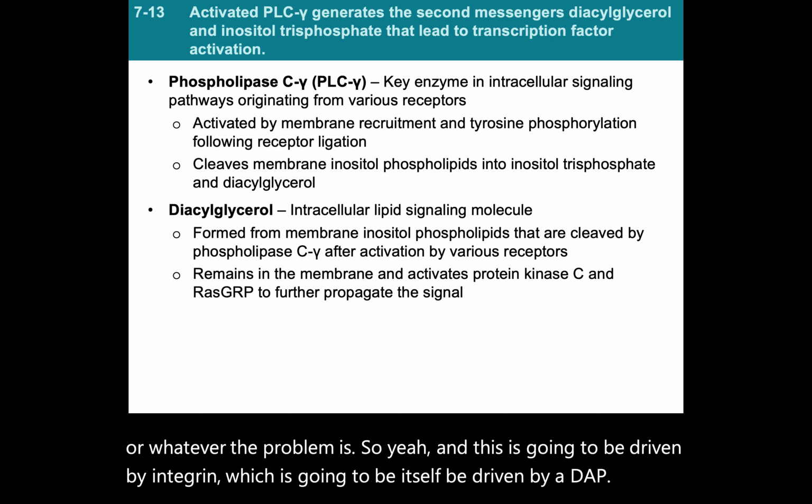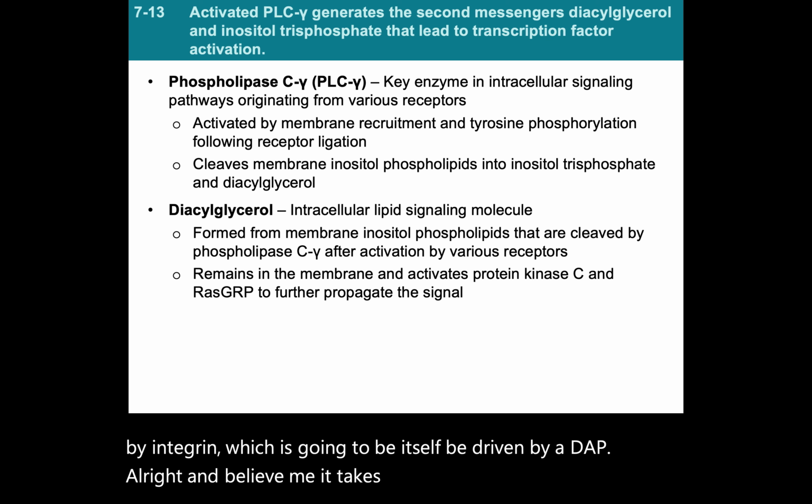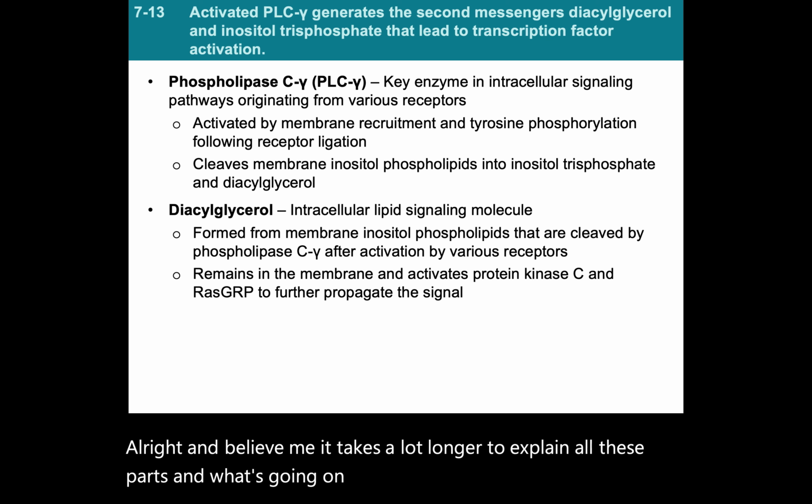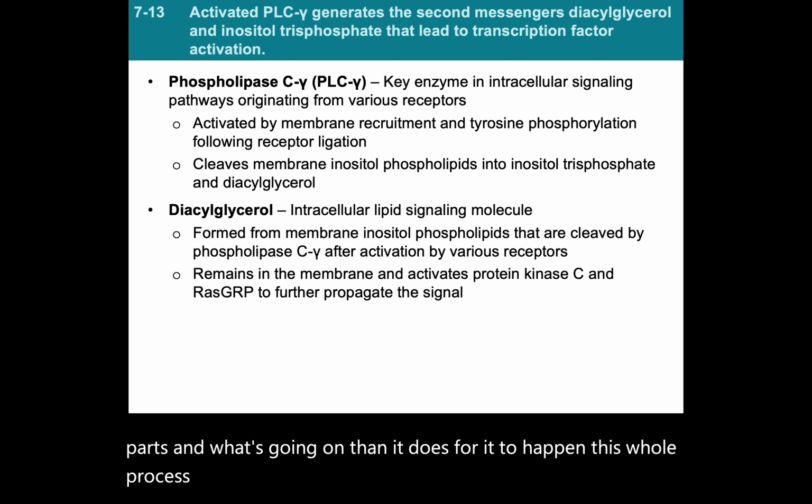All right, and believe me, it takes a lot longer to explain all these parts and what's going on than it does for it to happen. This whole process can happen in a matter of seconds. But yeah, it takes a little longer to explain it.